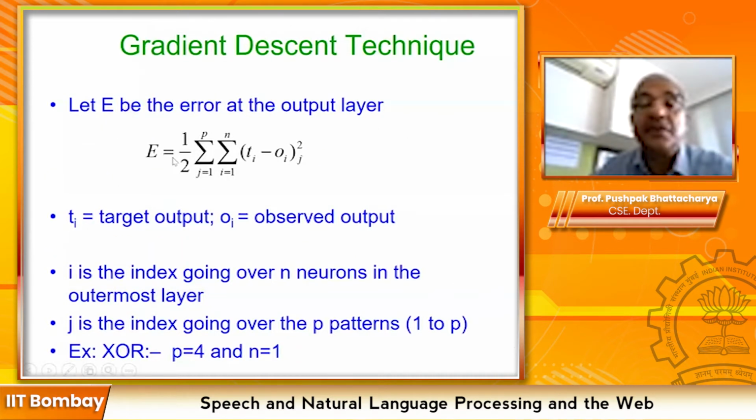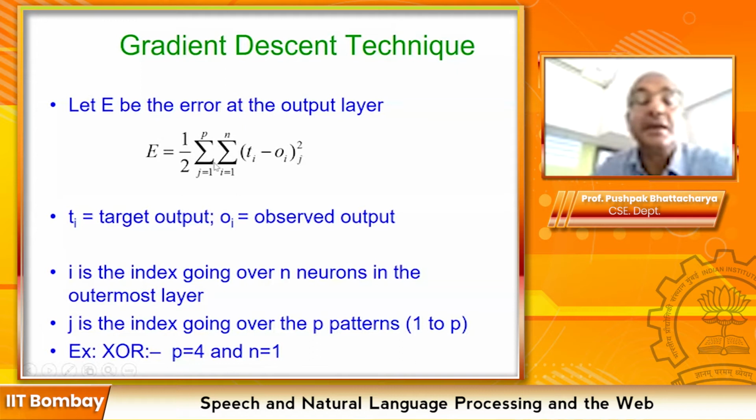So the error function for the feed-forward neural network is half into, first of all, the inner sum (ti minus yi) squared over all possible i going from 1 to n neurons in the outermost layer. Then j going from 1 to p, j is the pattern number, and half is there as a mathematical convenience. Because I have to take derivatives, gradients means derivatives. When I take the derivative, then this 2 will come down, and because of the half, this 2 will get cancelled. Okay, so it's a mathematical convenience. So this is the total sum square error, also called the loss function.